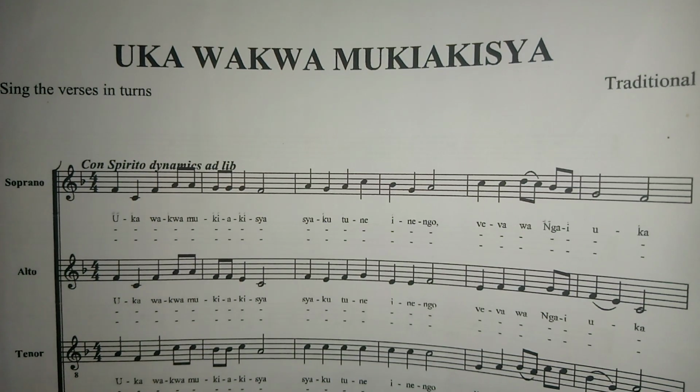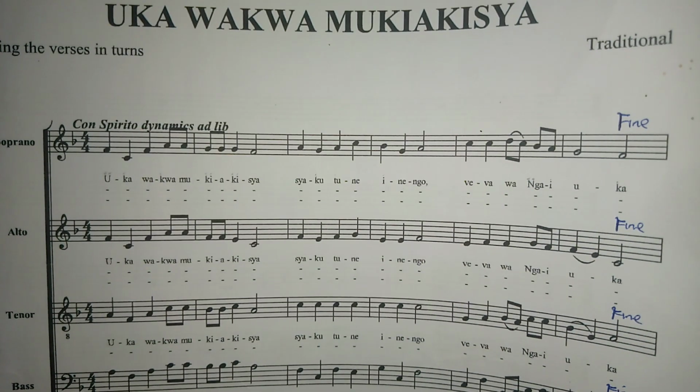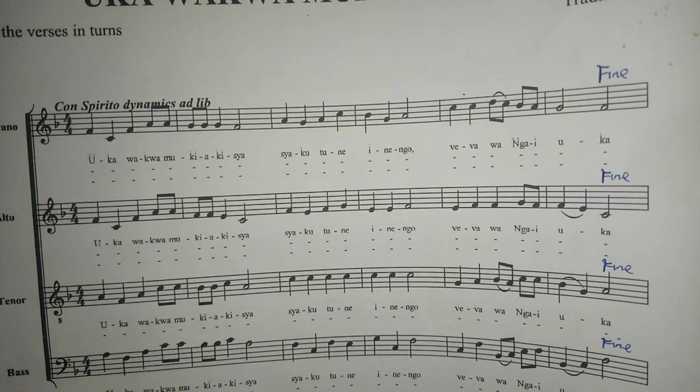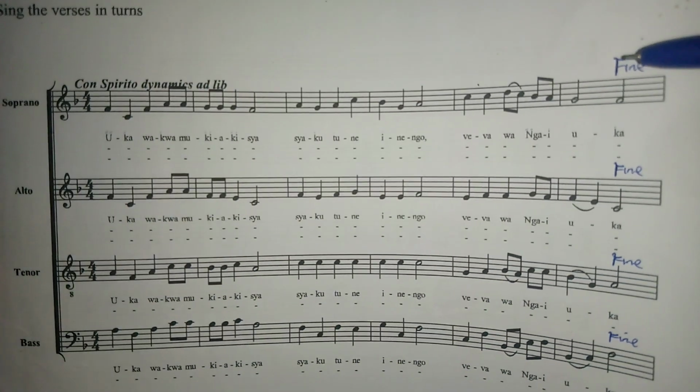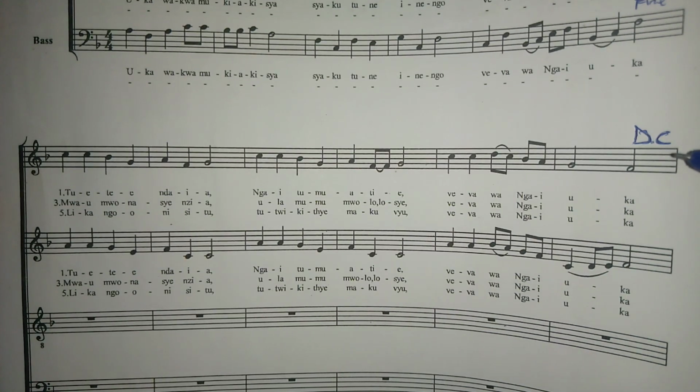Let us say, for example, we have a musical piece as shown on the screen. It is Carmine Consola, Kawakwa Mukiakisia, written in French. We can observe clearly that the chorus part shown on the screen has some words, that is fine, and at the stanzas we have DC at this point.